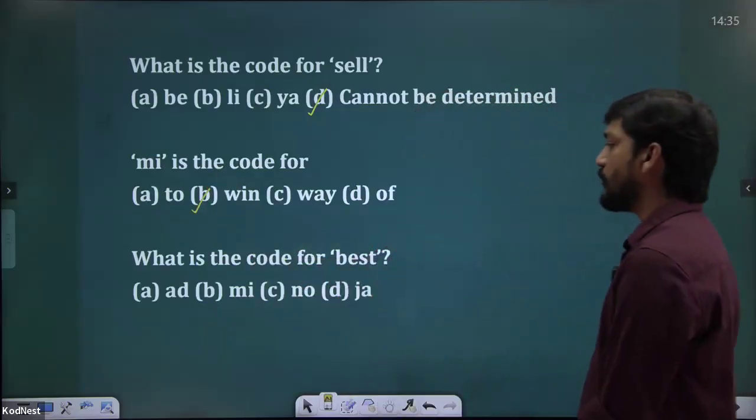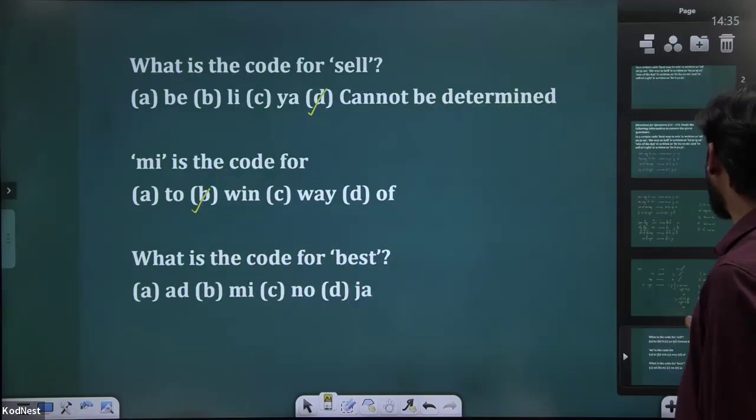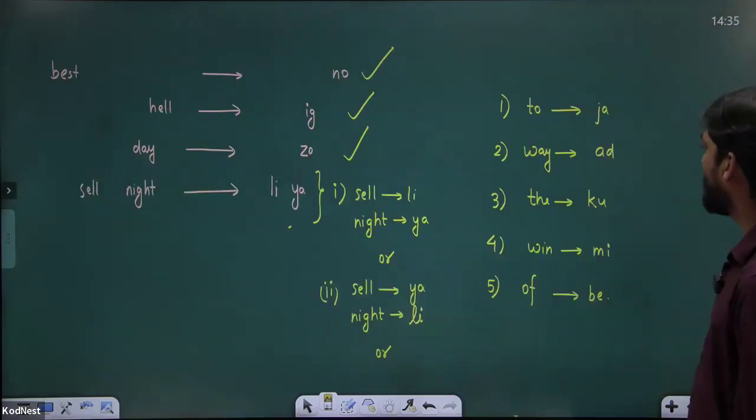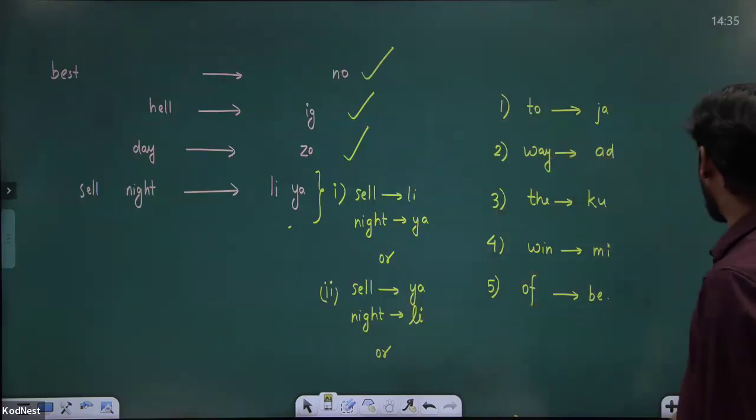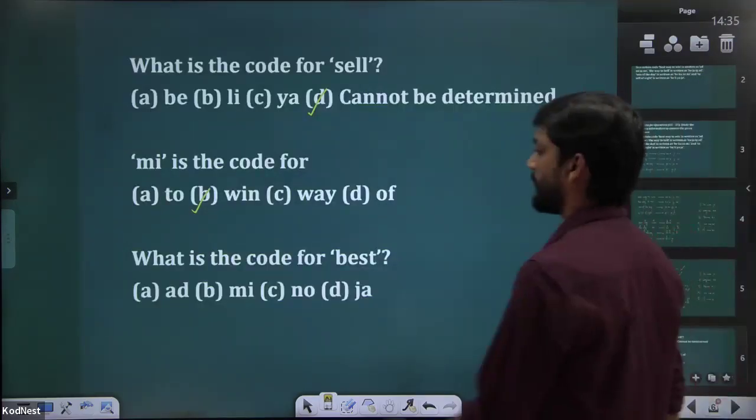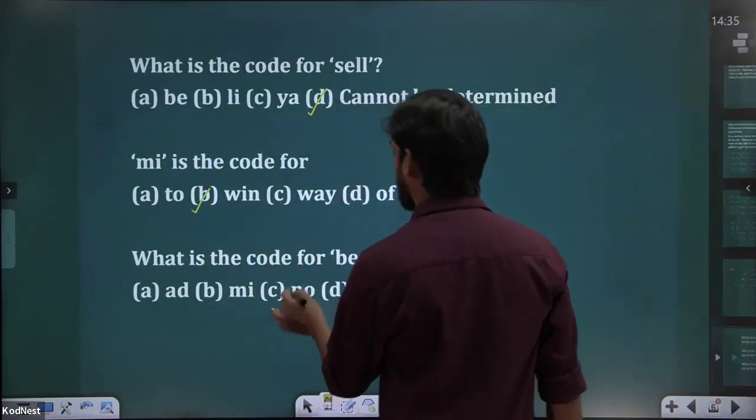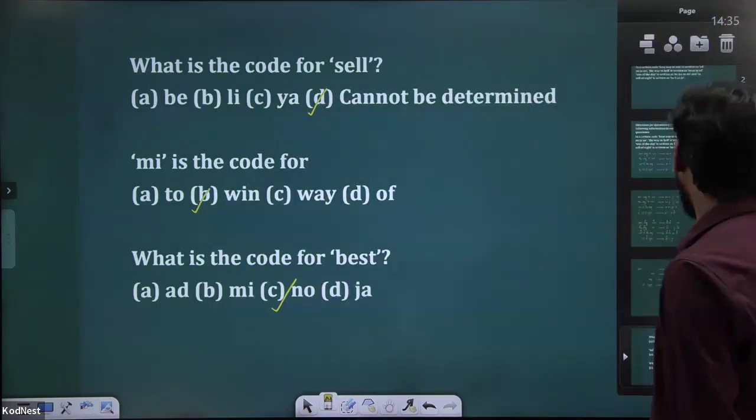Okay. What is the code for best? Okay. Where is best? What is the code of best? Okay. Best code is no. Code of best is no. So C option. Next one.